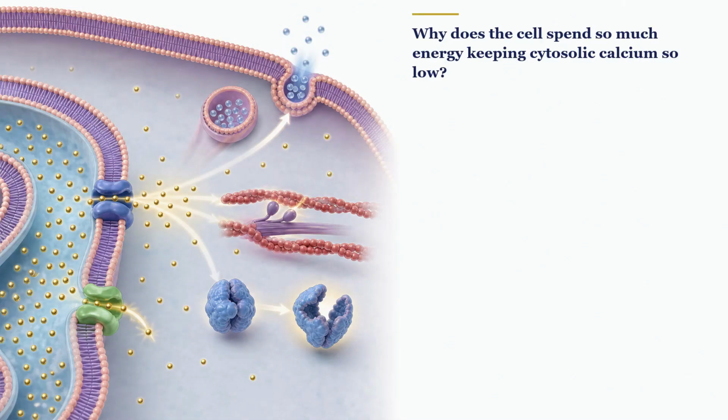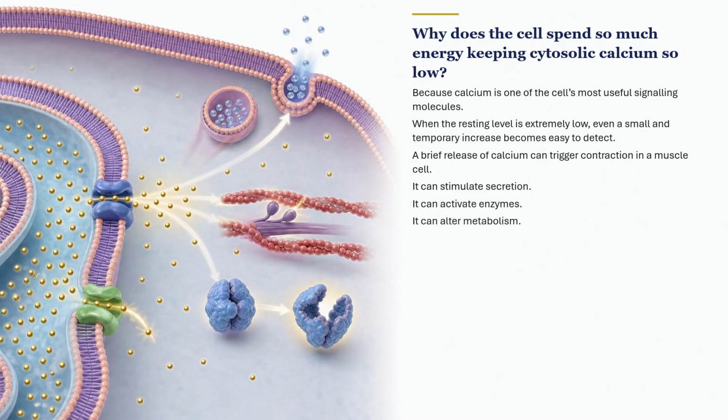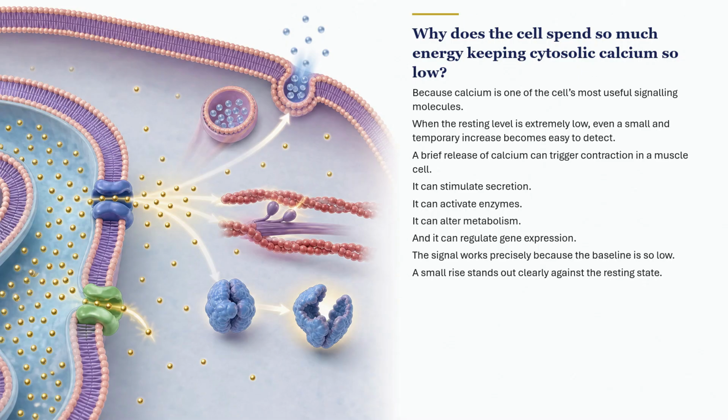Why does the cell spend so much energy keeping cytosolic calcium so low? Because calcium is one of the cell's most useful signaling molecules. When the resting level is extremely low, even a small and temporary increase becomes easy to detect. A brief release of calcium can trigger contraction in a muscle cell. It can stimulate secretion. It can activate enzymes. It can alter metabolism, and it can regulate gene expression. The signal works precisely because the baseline is so low. A small rise stands out clearly against the resting state.